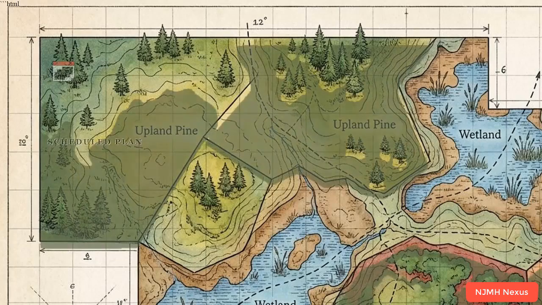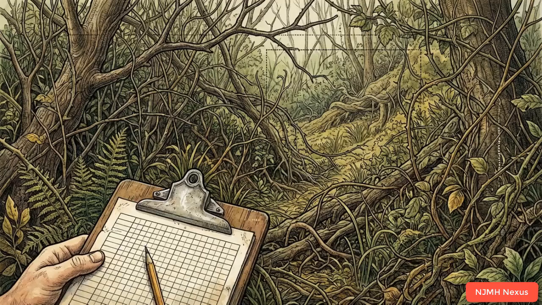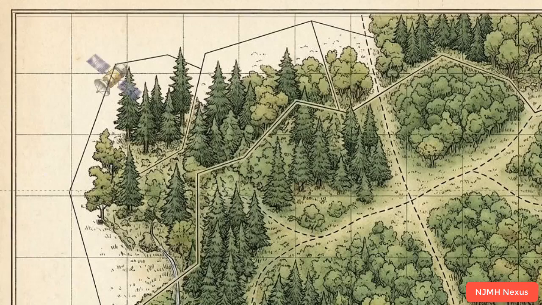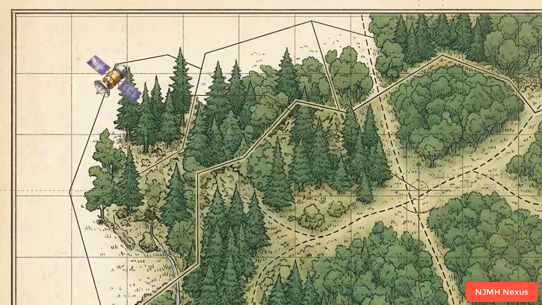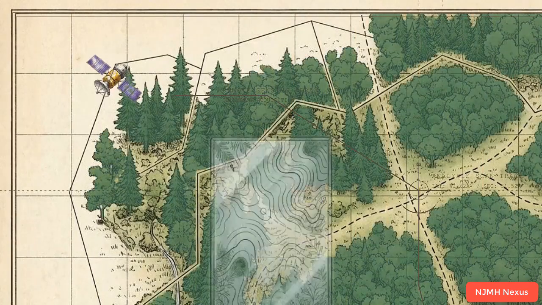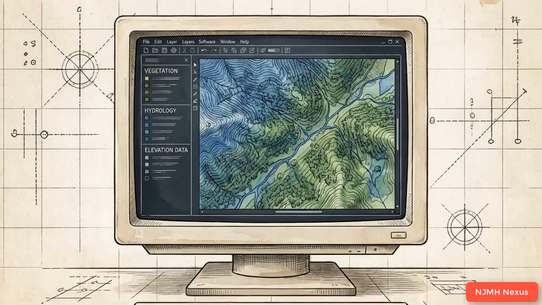A WMP is a detailed written roadmap that dictates exactly when and where to deploy habitat improvements to support long-term biodiversity. In the past, creating this plan meant relying entirely on clipboards and ground-level observations. Today, we map the entire landscape at once using Geographic Information Systems, or GIS, and remote sensing.